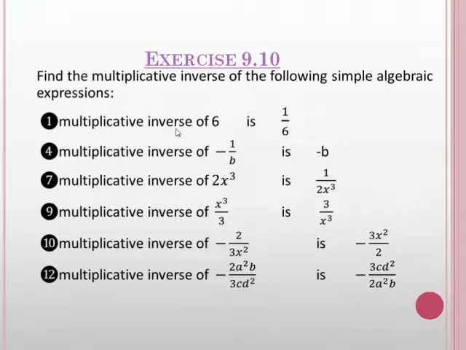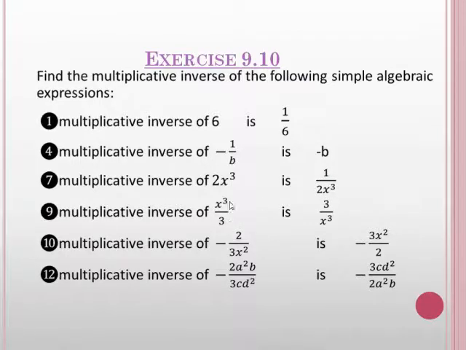Here, question number 1: the multiplicative inverse of 6 is 1 upon 6. Here we write the multiplicative inverse of minus 1 upon b, which is simply minus b. The multiplicative inverse of 2x cube is, okay, here we write it in the form of a fraction. We write here 1 upon 2x cube.